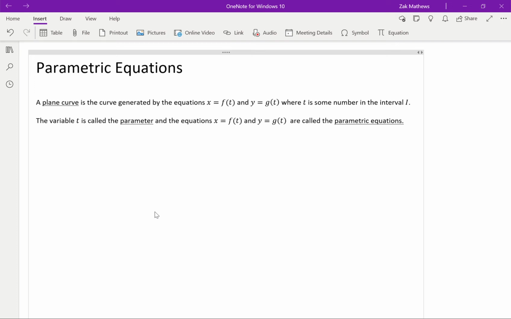In this video, we're going to talk about parametric equations. So we're going to start off with a few definitions. First definition, a plane curve is a curve generated by the equations x is equal to f of t and y is equal to g of t, where t is some number in the interval I.